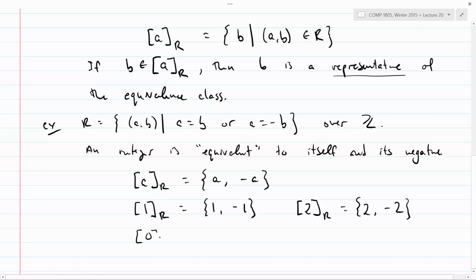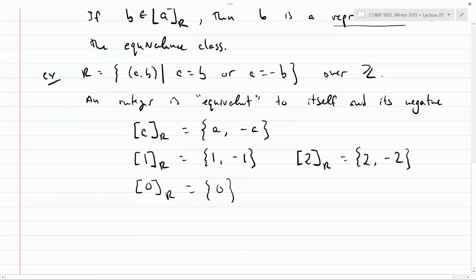What about the equivalence class of 0? Yeah, it's just 0. There's no minus 0. That's exactly equal to {0}. All right, so that's good. Any questions about this? Is this okay?